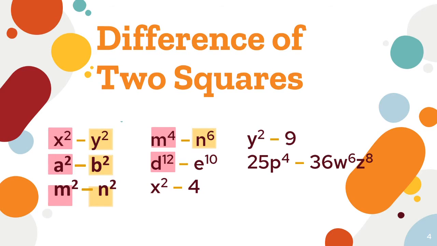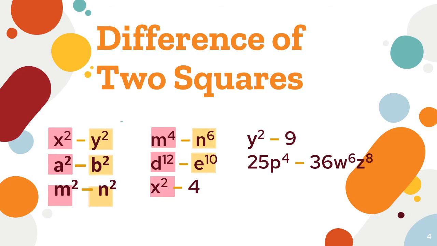So, n to the 6 is a perfect square and its square root is n cubed. Kasi 6 divided by 2 is equal to 3. Let's move on. Si d to the 12 naman, ang square root ay d to the 6th. Kaya perfect square din to. Ang e to the 10th, ang square root naman ito ay e to the 5th. Kaya, perfect square din siya.